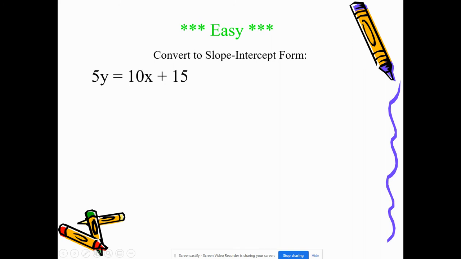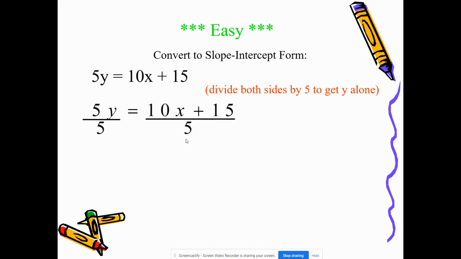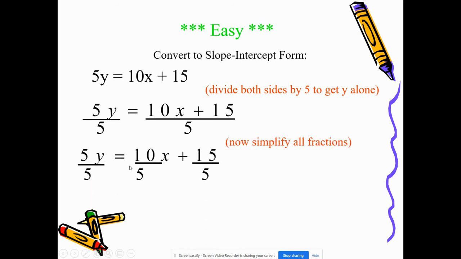First, another type of problem that's very similar. What are we going to have to divide every term by in this problem? If you're thinking 5, you are correct. We're going to divide both sides by 5. Okay, now again, we're going to simplify those fractions. 5 divided by 5 gives us 1y. 10x divided by 5 gives us 2x. And 15 divided by 5 gives us 3. So now we know what the slope and the y-intercept of this equation is.